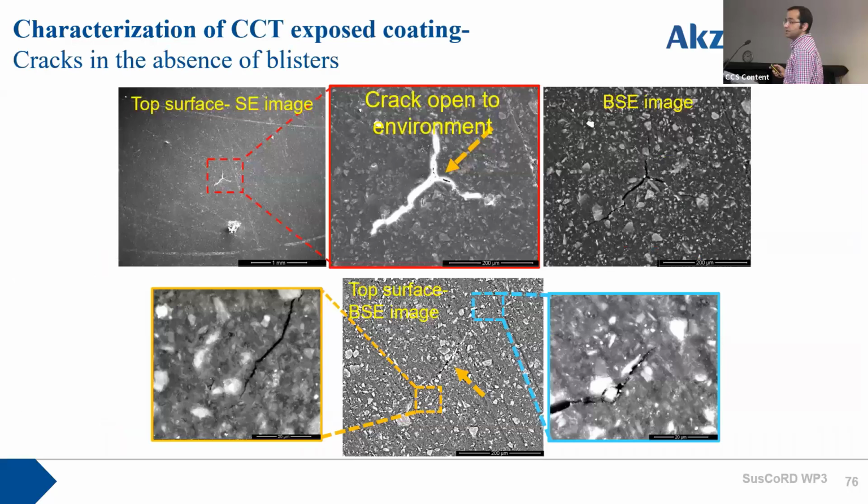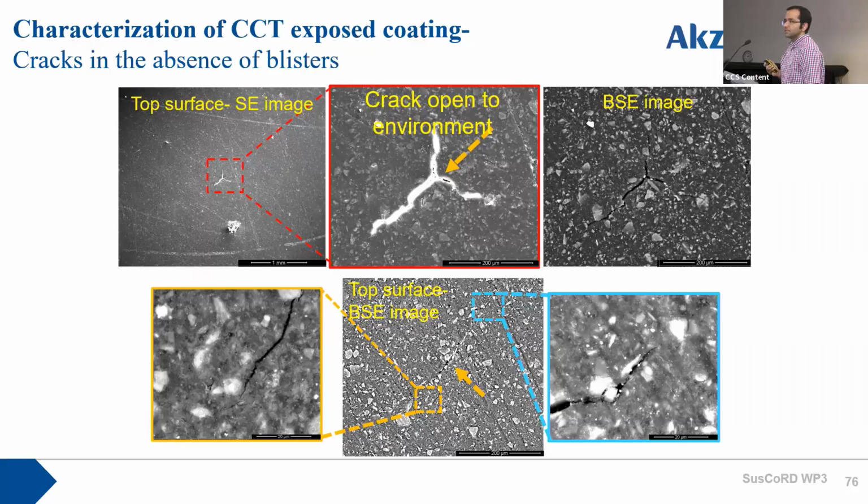Something that we didn't see on unexposed samples is the formation of cracks. However, when the samples were exposed to the environment, especially in cyclic corrosion tests, we observed crack formation on the surface, while there is no evidence of any blister or anything else. These cracks will propagate through the coating, as you can see here at the crack propagation tips. And we believe these cracks will eventually result in failure, propagating and reaching the substrate.